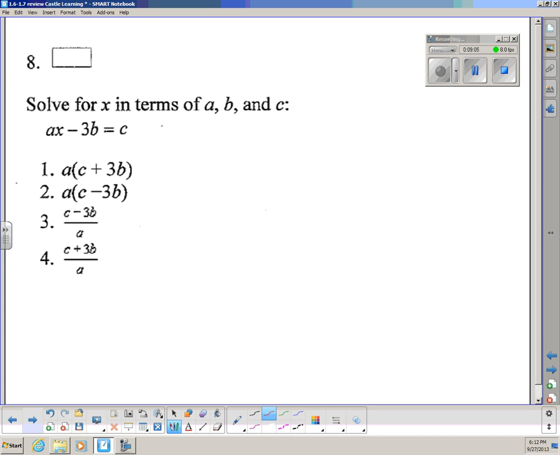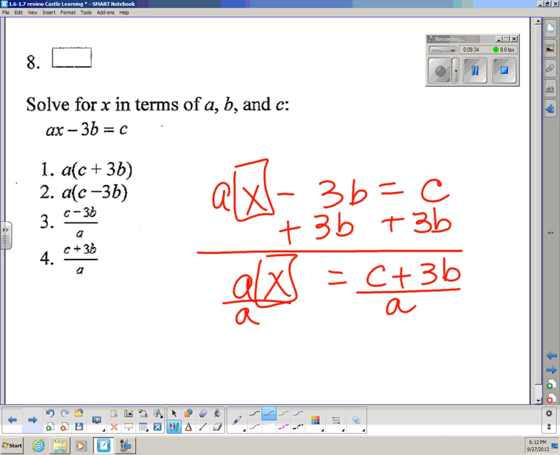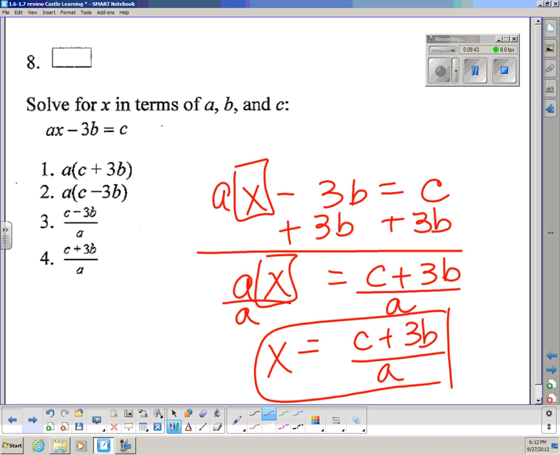Number 8 says solve for x in terms of a, b, and c. We have ax minus 3b equals c. So we're solving for x. I put a box around it, and I look at what's bothering the x. Well, I have this negative 3b term. So we're going to add 3b to both sides. So now I have ax equals c plus 3b. And I still have my x not by itself, but I'm multiplying x by a. We'll divide by a on both sides. And this is where it's good to have one solid fraction bar instead of dividing separately, because we have our choice. x is c plus 3b over a, staring us in the face, choice 4.